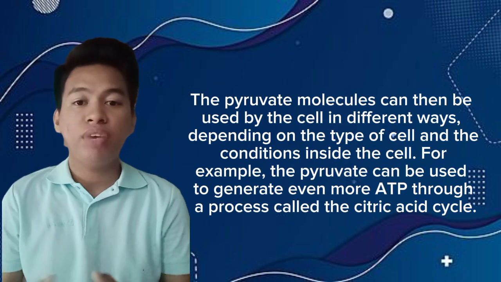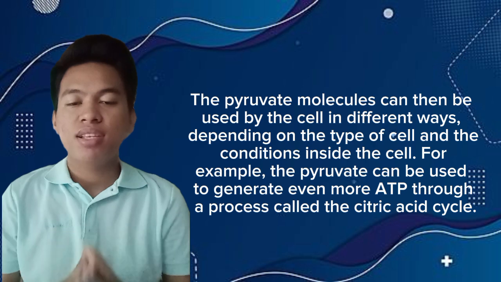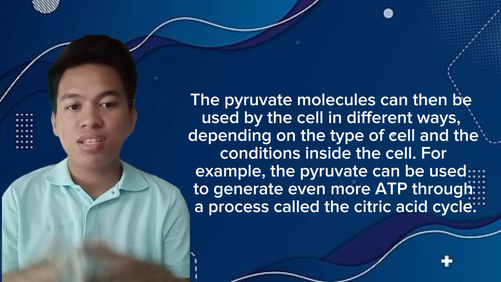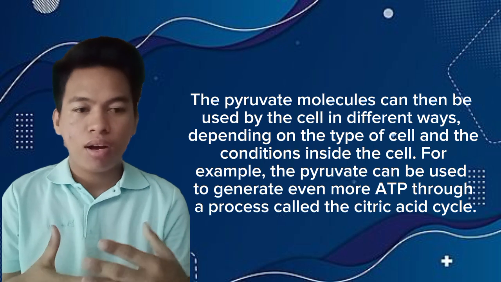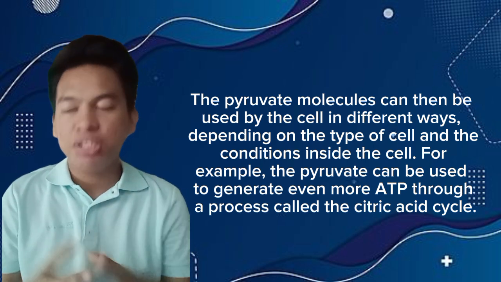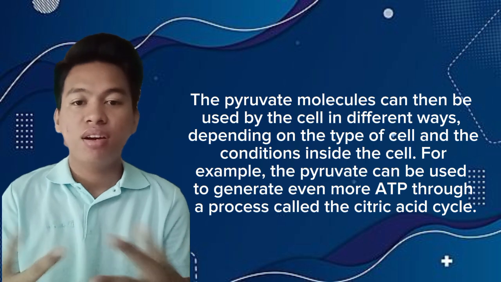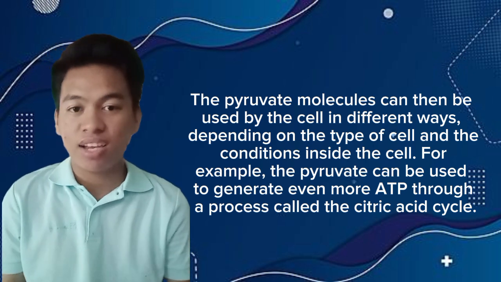Now the pyruvate molecules can be used by the cell in different ways, depending on the type of cell and the conditions inside the cell. For example, the pyruvate can be used to generate even more ATP through a process called the citric acid cycle, or Krebs cycle.